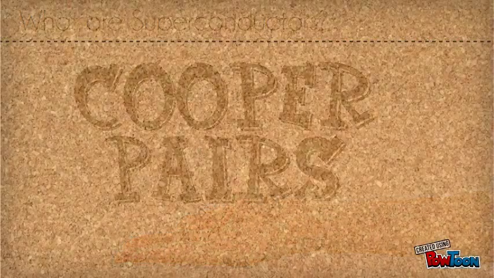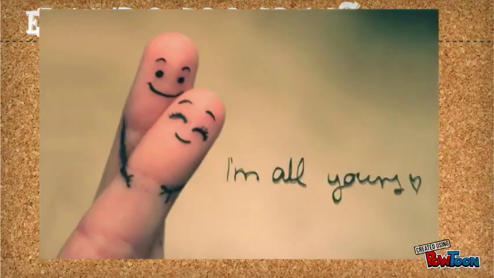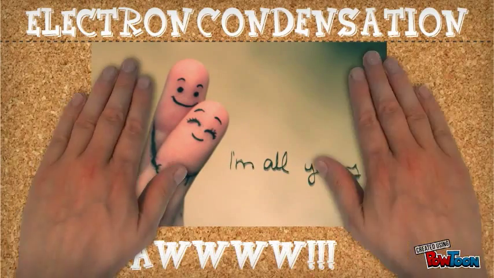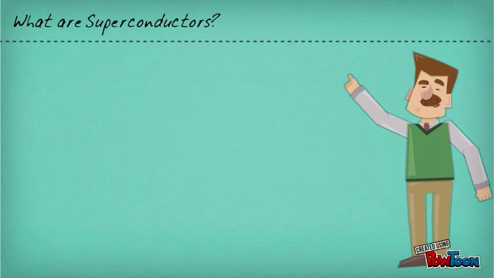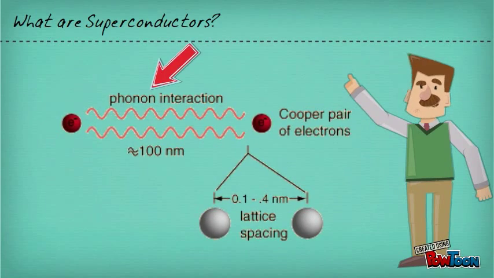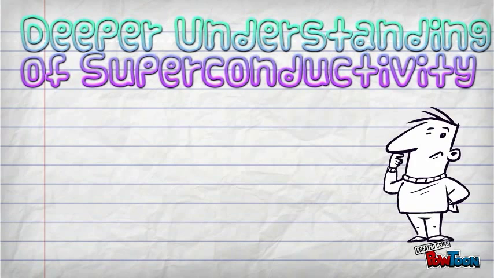Cooper and his colleagues knew that for electrons to come together, there must be an overwhelming attraction overcoming the normal repulsion. This was explained through the discovery of phonons, quanta of sound waves present in the lattice as it vibrates. Let's look a little deeper into the workings of superconductivity.